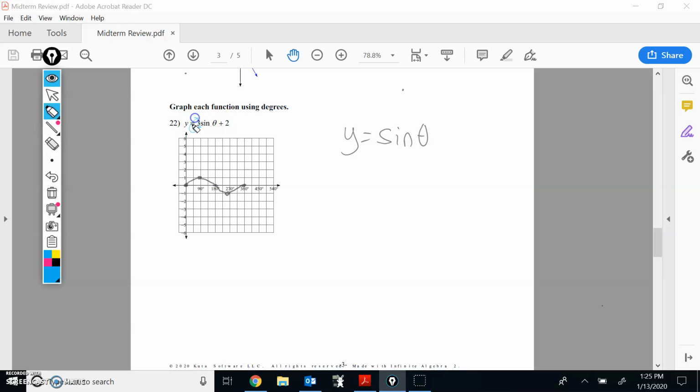Let's see what the 3 does. What the 3 does is it changes the amplitude. So instead of going 1 unit high, it's going to go up to 3. And also instead of going 1 unit down, it's going to go down to 3. So now the graph is going to look like this. All the other dots stay the same.